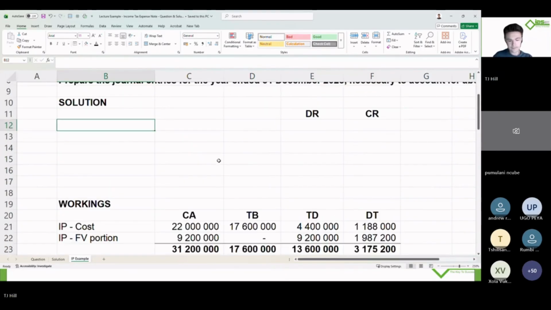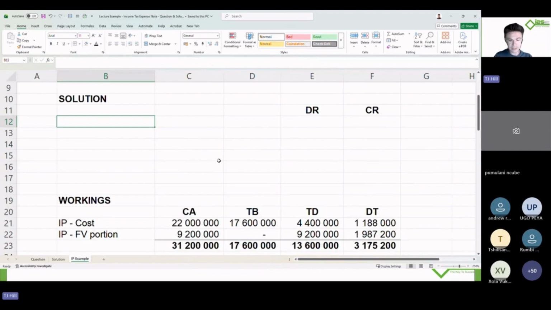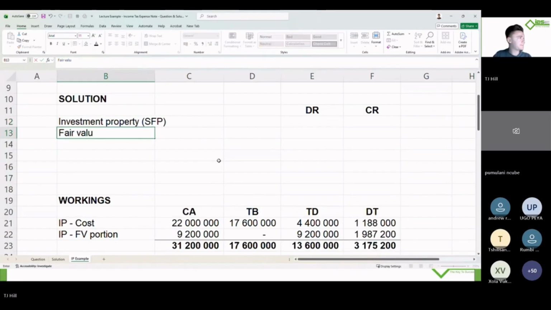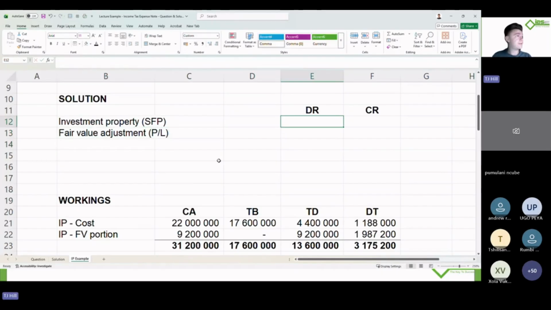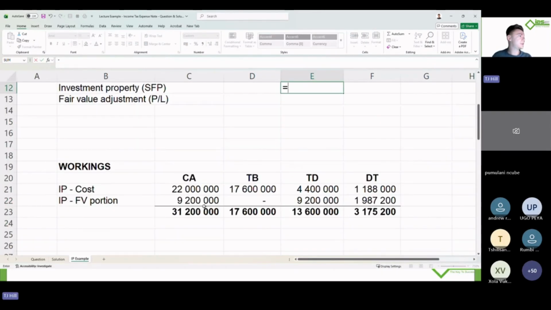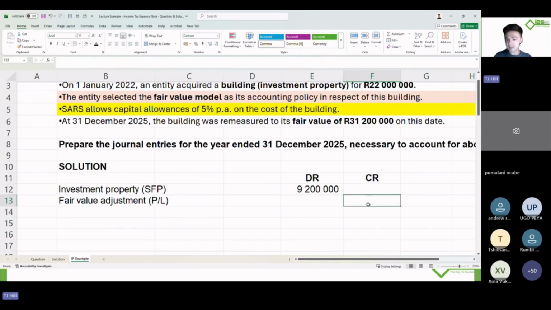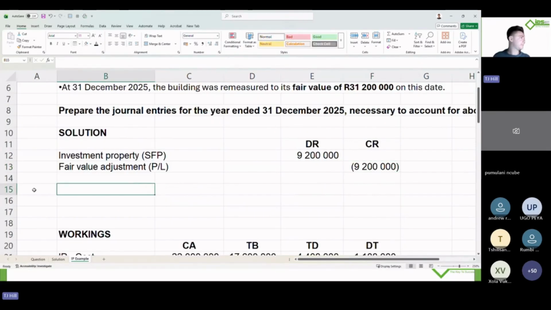Okay. First of all, fair value adjustment. The investment property needs to go up. It's still sitting at its cost. Goes through P&L. The fair value adjustment is the difference between the 31,200, which is its fair value at the end of the year, and its cost, because we're assuming now from the scenario, it seems as though it hasn't been fair valued before, as an example.